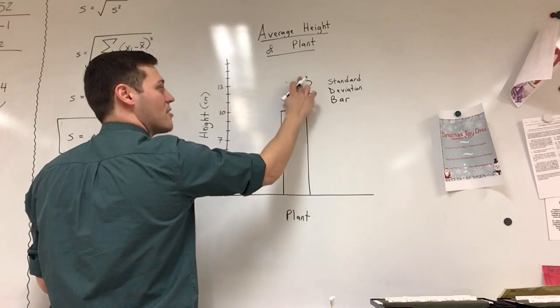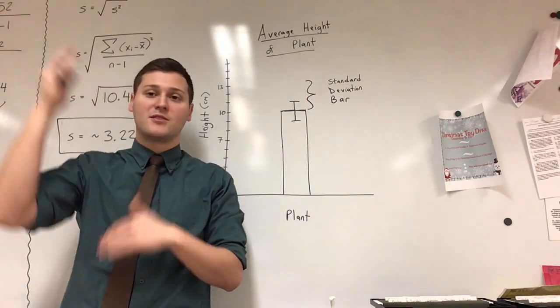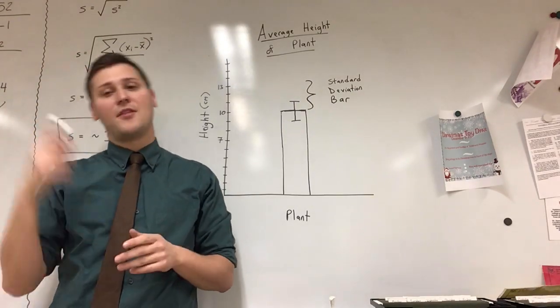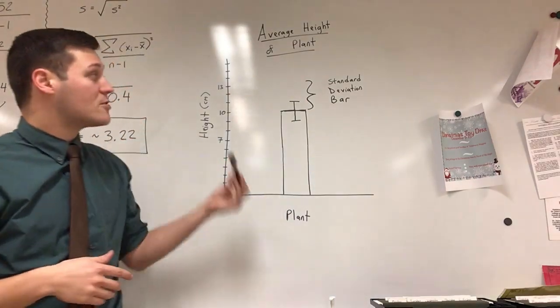And that would tell us that our data was less spread out. So we had the same average, but our data was closer to the average than our data was that we showed earlier. So that is standard deviation.